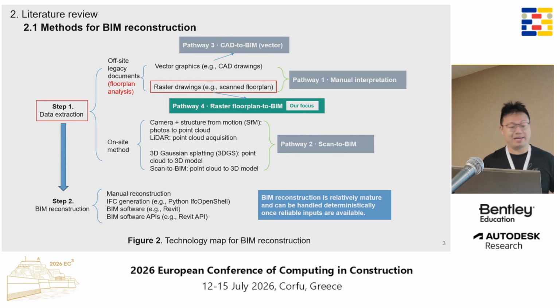This technology map places my work within the wider BIM reconstruction field. BIM reconstruction mainly includes two steps. The first step is data extraction, and the second step is BIM reconstruction. BIM reconstruction is relatively mature and can be handled once reliable inputs are available. So most BIM reconstruction research focuses on the first step, data extraction. Data extraction has many different pathways depending on the data availability, and this work focuses on the pathway for BIM reconstruction from the raster floor plan.